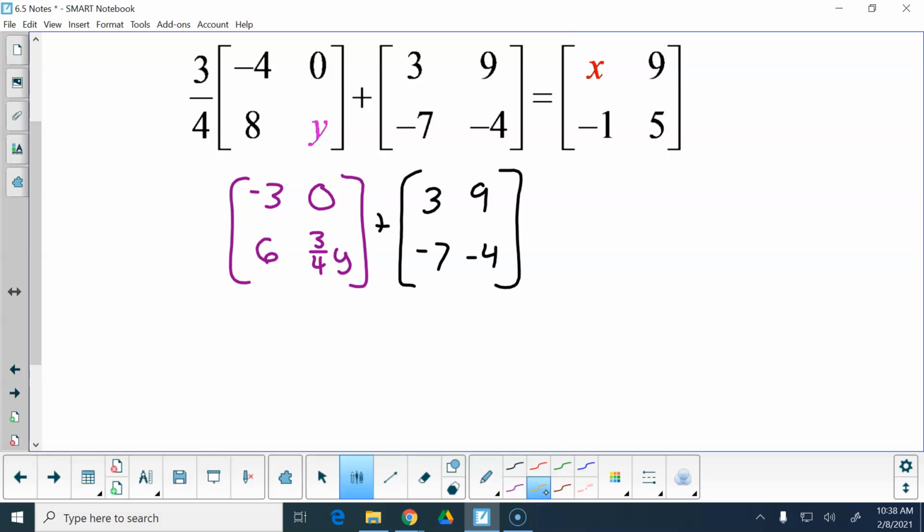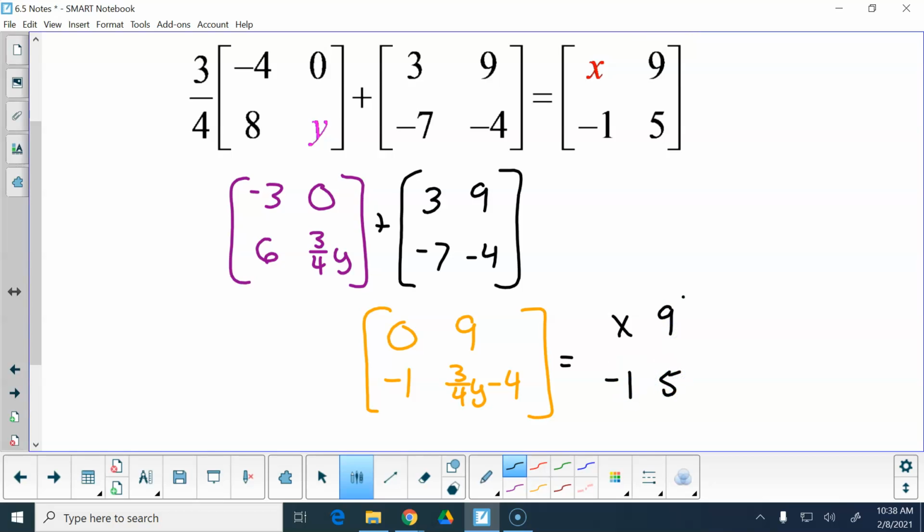And so then that's going to be negative 3 plus 3 is 0. 0 plus 9 is 9. 6 plus negative 7 is negative 1. And 3/4 y minus 4. And that is going to equal x, 9, negative 1, 5.